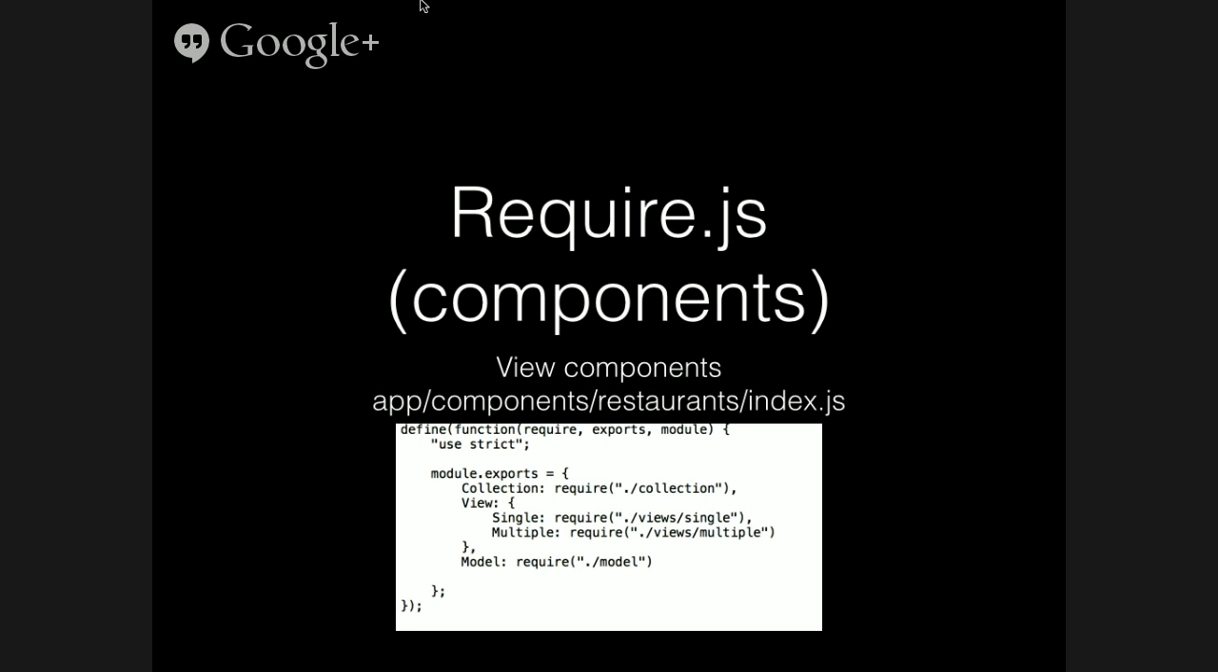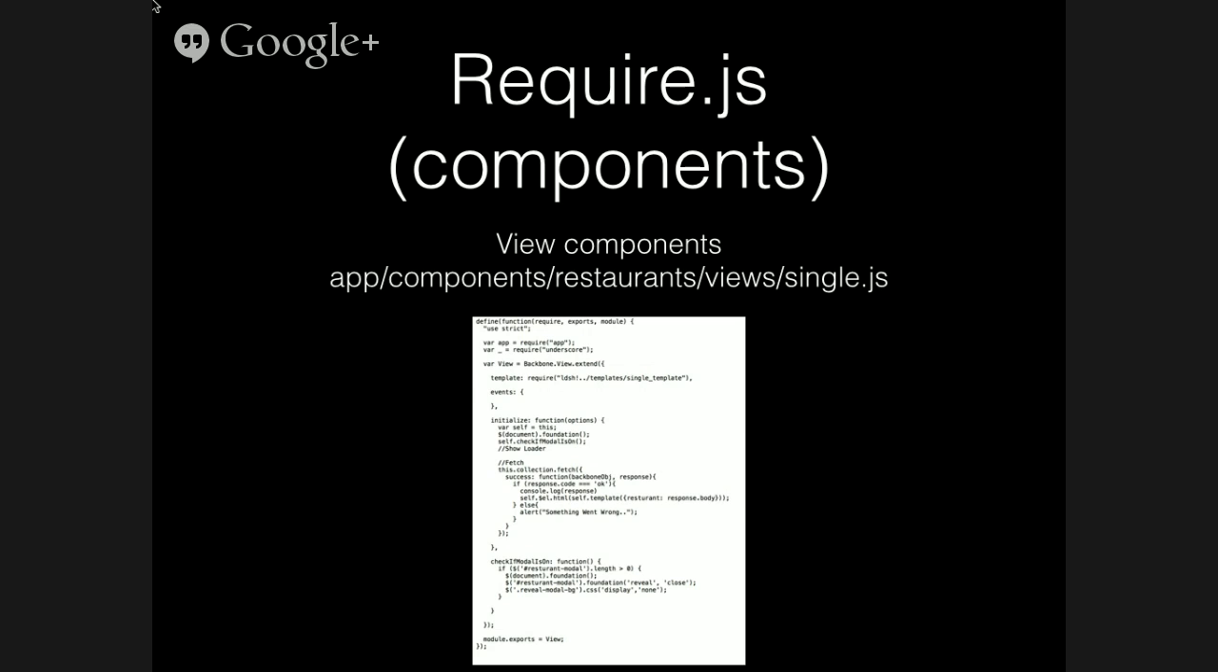Here I just said one of the components, which is the restaurant view. So I have a collection for the restaurant, and then I have 2 different views, which is a single view and more than one, basically like all the restaurants, just fetch like 30 restaurants, and then there is the model. And then this is like the single view.